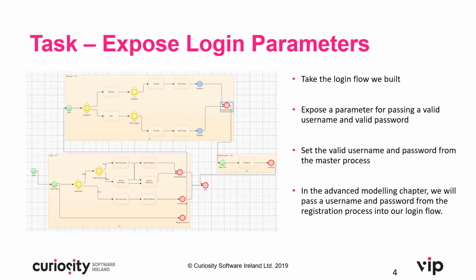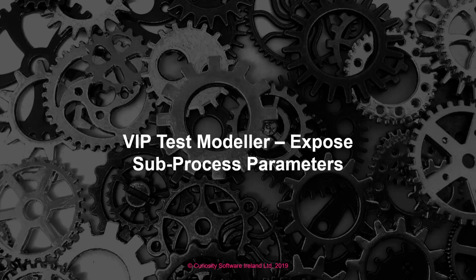So what we're going to do now is take the login flow we built, expose a parameter for passing a valid username and a valid password, and then set the valid username and password from the master process. In the advanced modeling chapter, we will pass a username and password from the registration process into our login flow. So let's jump into Test Modeler and get started.